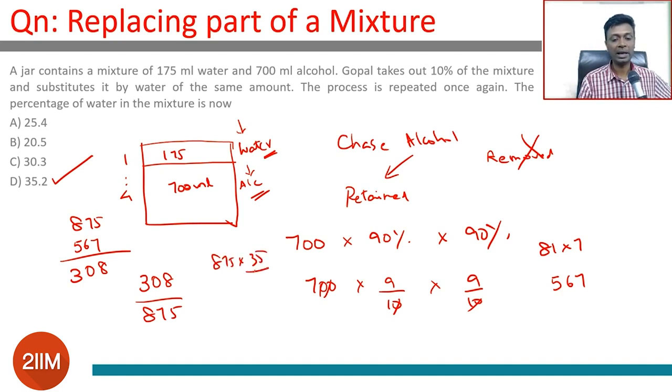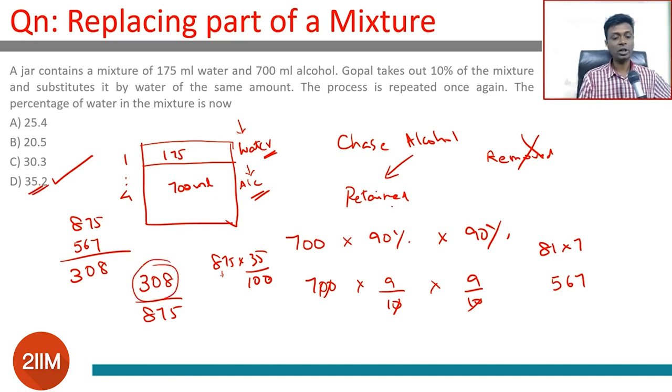875 into 35 by 100 should give us this. 35 by 100 is a little more than 1/3. Of 870, 1/3 is 290, so this is 292, 293. That should be slightly more than this. 308 will work out. This is what we are looking at.